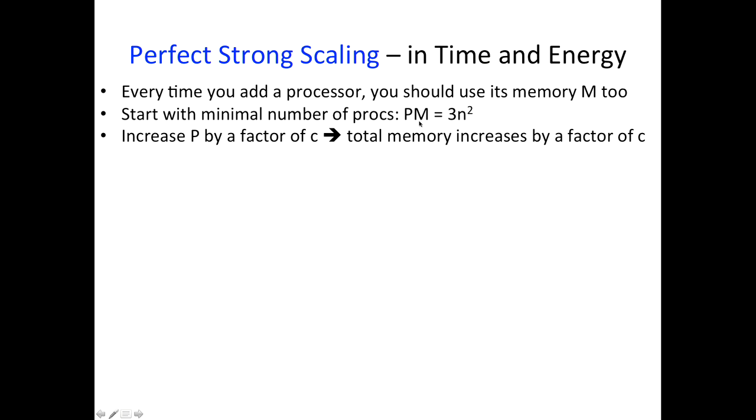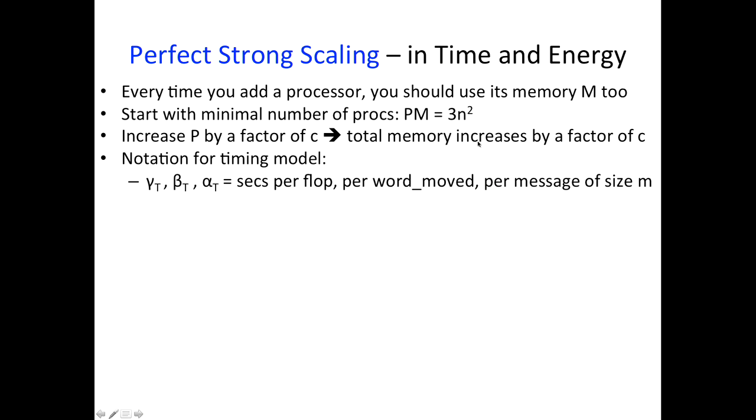And I'll start with a minimal number of processors. So I have just barely enough to fit my 3 n by n matrices on p processors, each one of which has memory of size m. And I'm going to increase p by a factor of c and use all that extra factor of memory as well. So here's going to be a very simple model for timing.